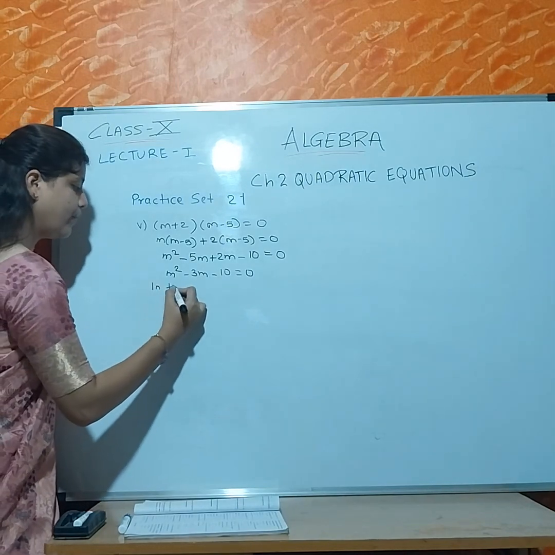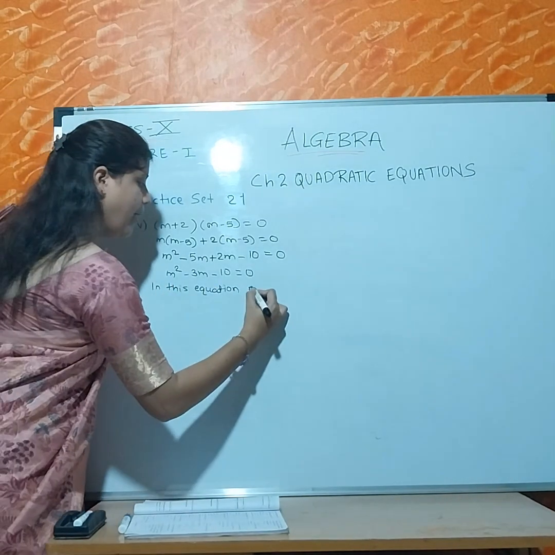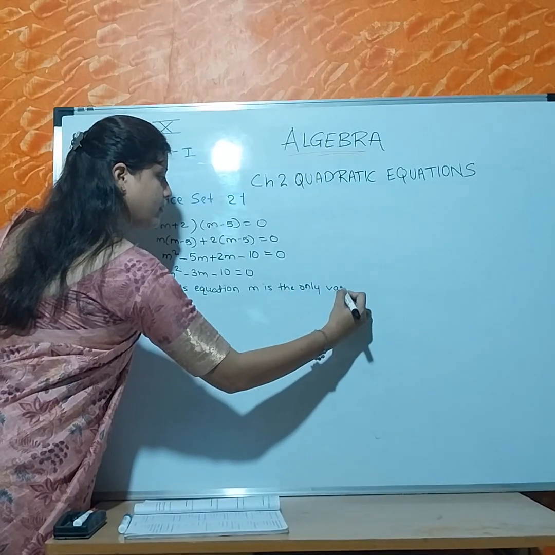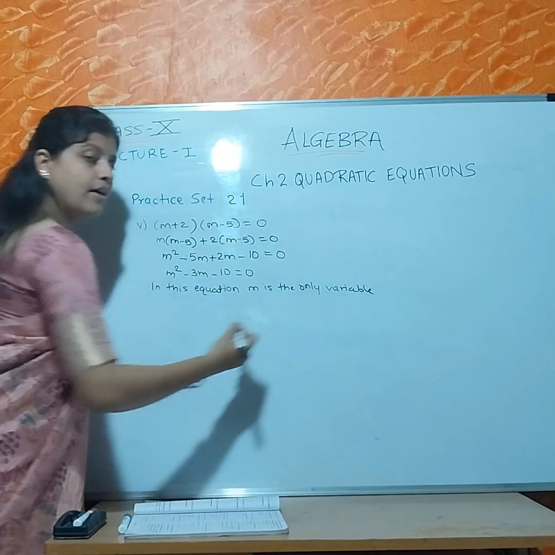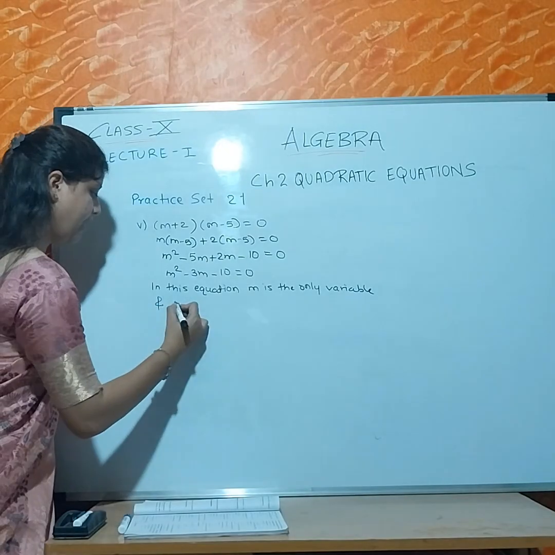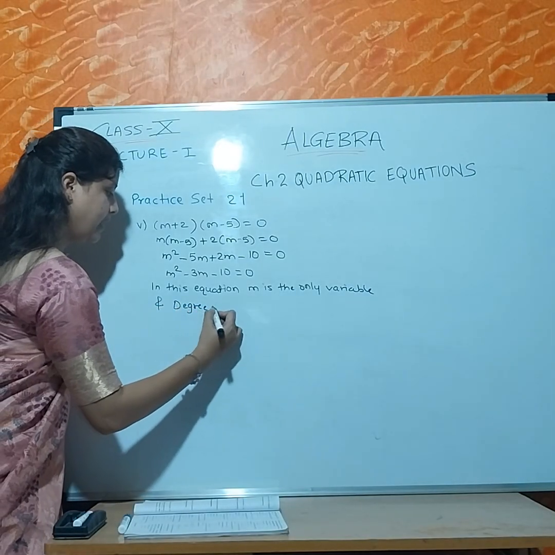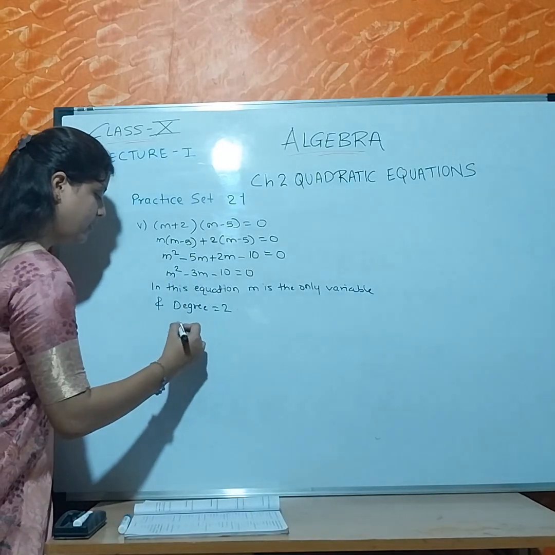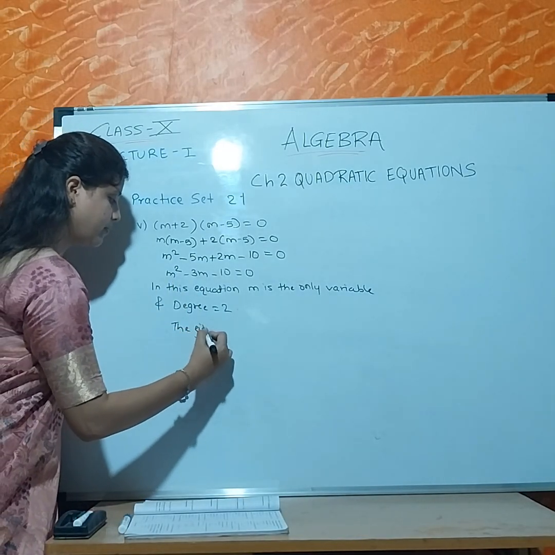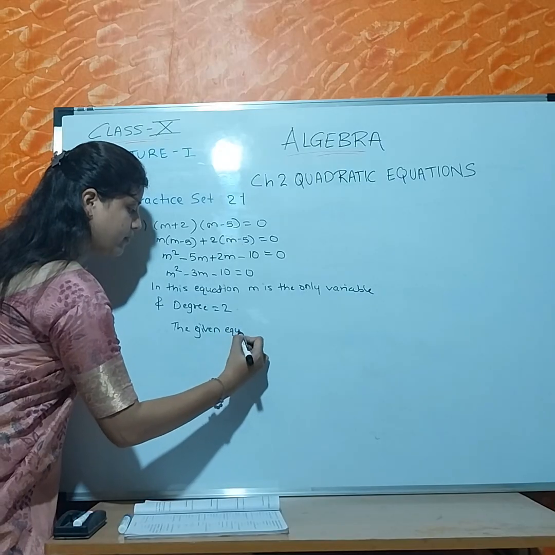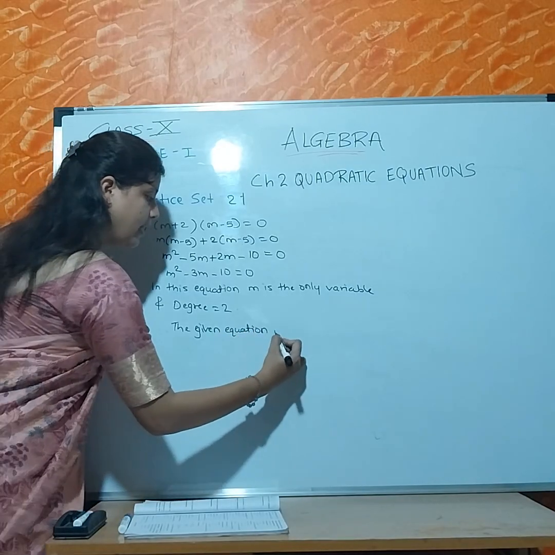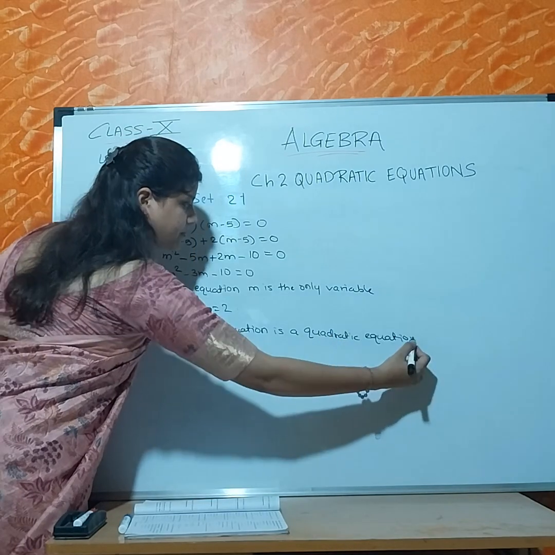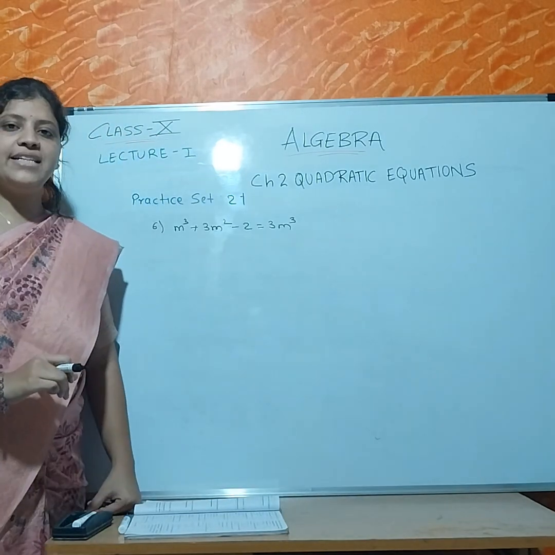Now in this equation we can see that m is the only variable, right, and degree is 2. So with the help of this statement we can say that the given equation is a quadratic equation. Okay. Now what is the next question?